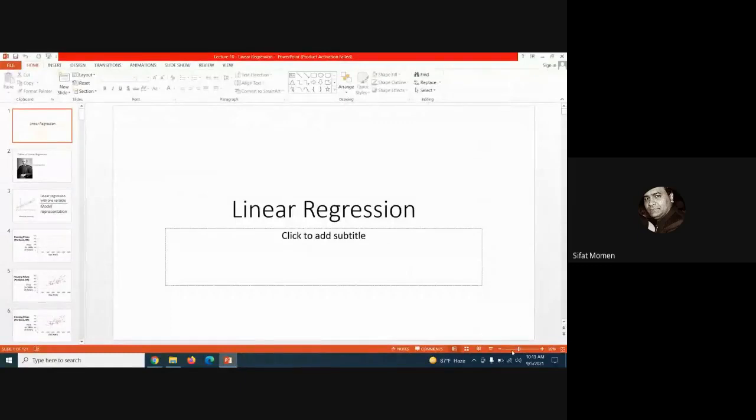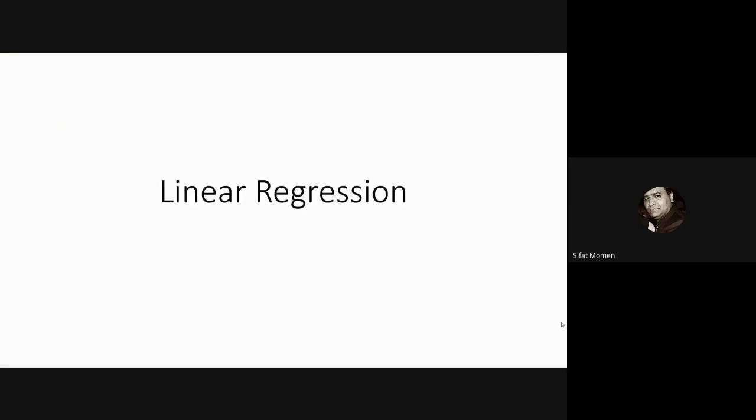Shall we start linear regression? Yeah, shall we? I want everyone to be a little bit careful right now. Take a chance, okay? I want everyone to be very, very careful right now.